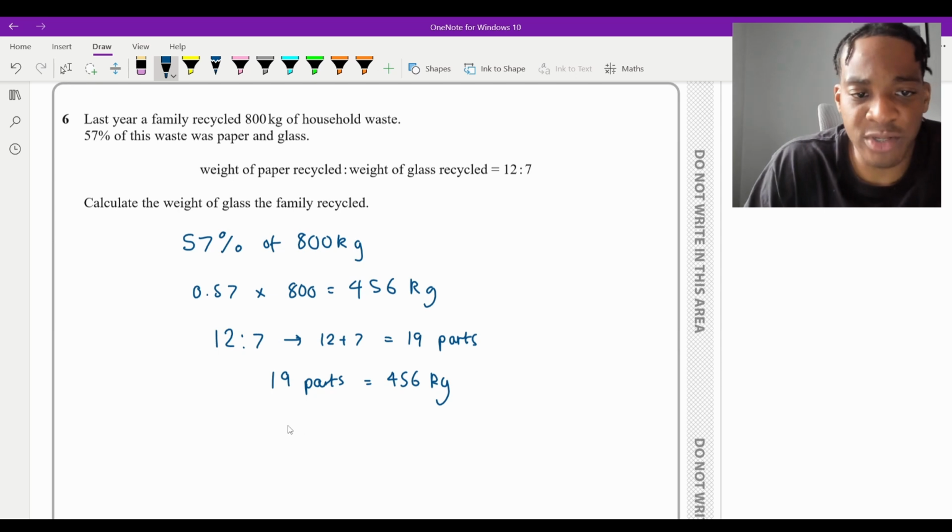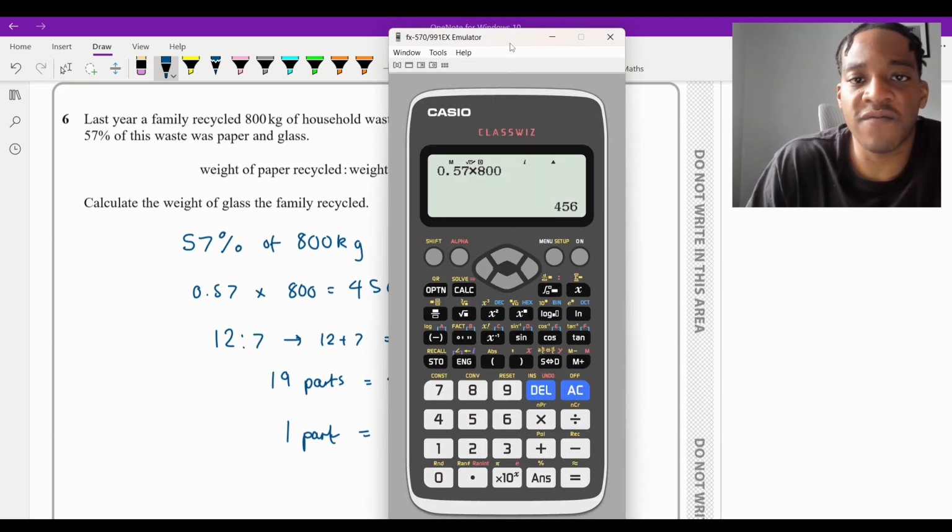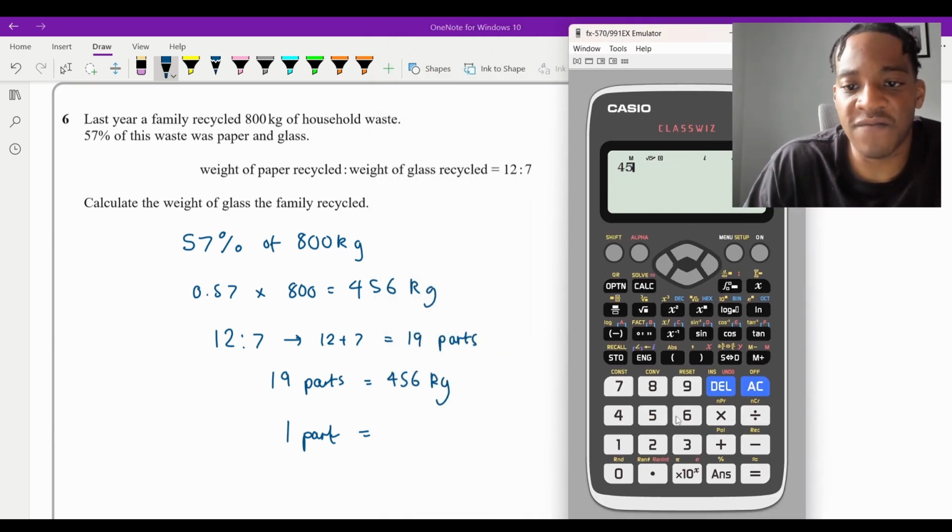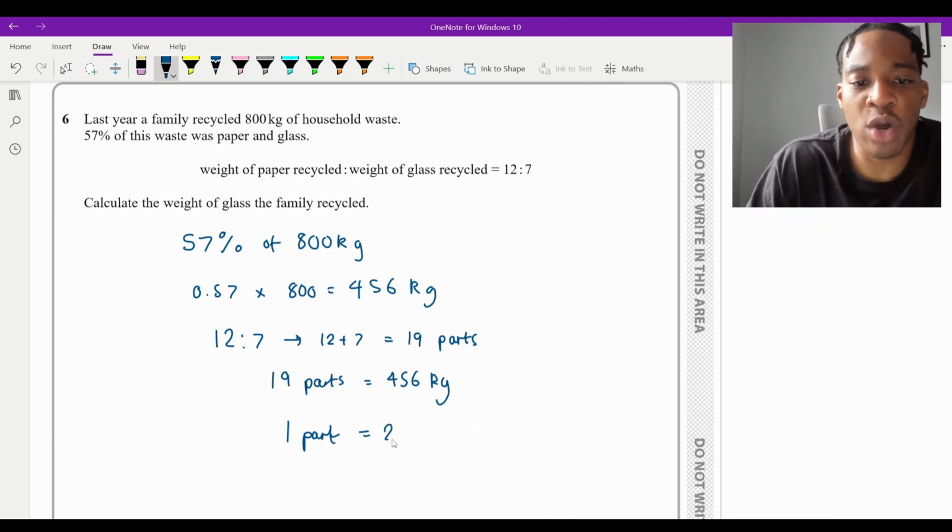Okay. So now, whenever you figure out a certain amount of parts, you always just figure out what one part will represent, right? So I've got one part here. And I'm going to clearly just divide by 19 on both sides, isn't it? So I'm going to do 456 over 19. This gives me 24. So one part must represent 24 kilograms. Let me just put divide by 19 here. And divide by 19 here.